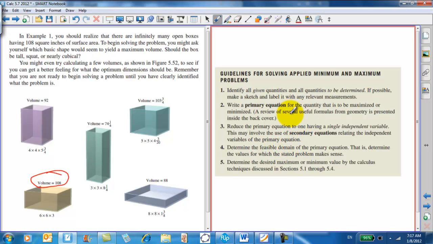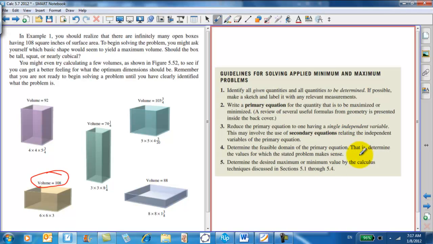Then you might have to get the primary equation into just one independent variable. So that is the thing you're trying to optimize and the independent variable. Well, the primary equation we just saw might have 3 variables, so you need that secondary equation to sort of trim it down to one equation with just 2 unknowns in it.